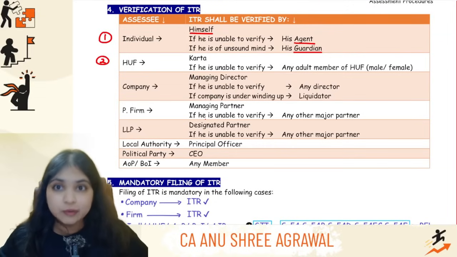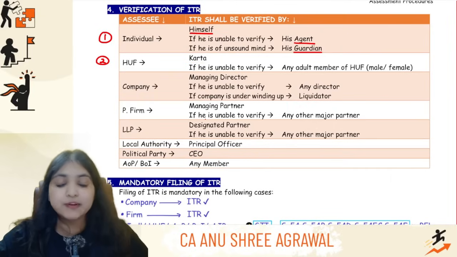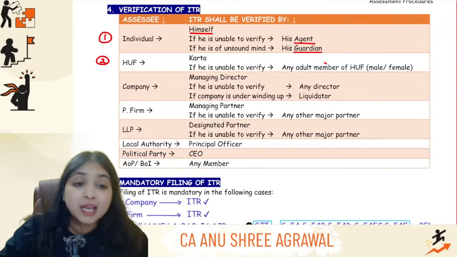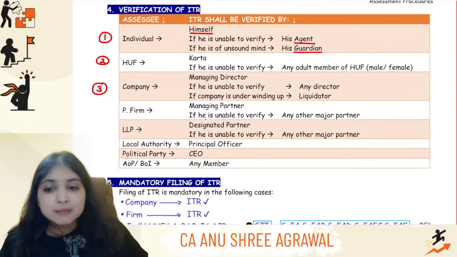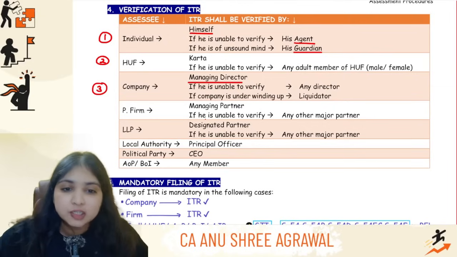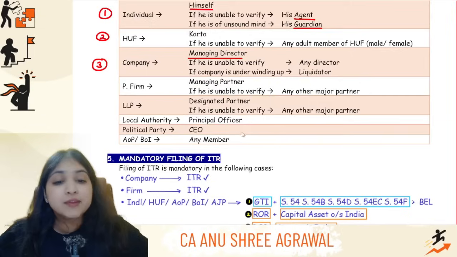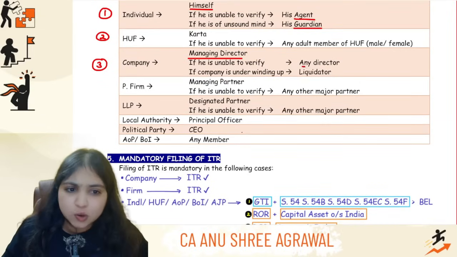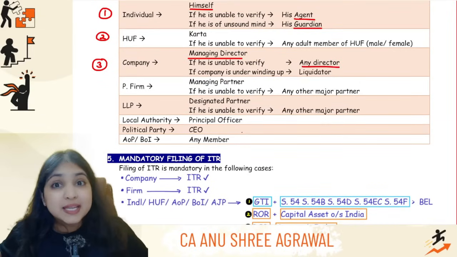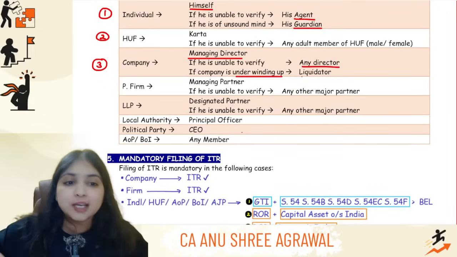If the assessee is a HUF, then the Karta of the HUF will verify. If Karta is unable to verify, then any adult member of the HUF can verify, male or female, doesn't matter. Then point number 3. If the assessee is a company, the managing director of the company will verify the ITR. If he is unable to verify, some other director can also verify. However, if the company is going through the winding up process, then the liquidator will verify.